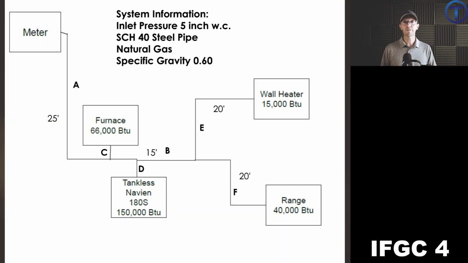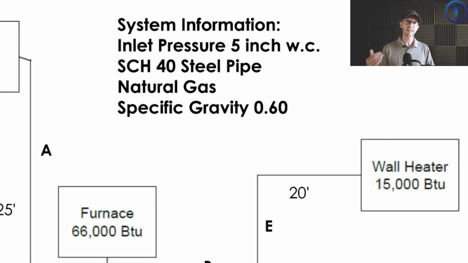Now, it's important that we have some other information about the system in order to size properly. So, system information here. Let's say that the inlet pressure is 5-inch water column. That's going to be what's delivered. We're using Schedule 40 steel pipe. This is a natural gas system with a specific gravity of 0.60.